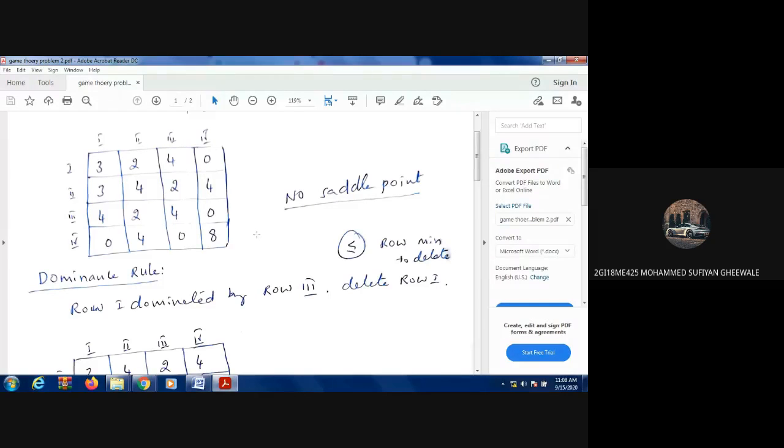Yes, sir. So when 4 is equal to 4, we can delete it, right, sir? Here, the value should be less than or equal to the values. Okay, less than or equal. Written here on the right side, less than or equal. Yes, you are deleting the minimum row. That's why the first row values are 3, less than 4, 2 is equal to 2, 4 is equal to 4. So the first row is dominated by row 3, so delete row 1.